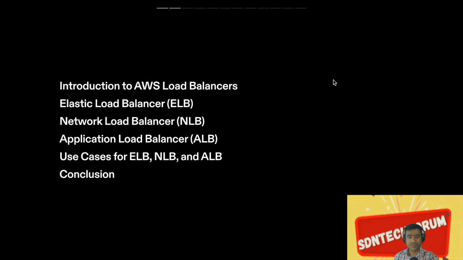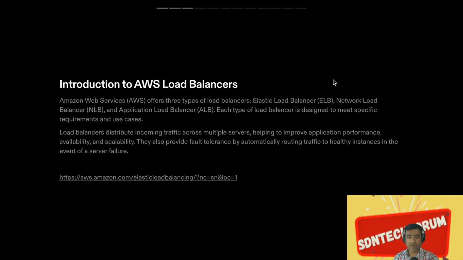All right. So this is the definition of AWS load balancers. Load balancer, as the name suggests, right? It helps you balance the load. That means the incoming traffic coming to your services or to your server, right? How you can balance that load which is incoming. So there are three types of load balancers: elastic load balancer, network load balancer, and application load balancer. Each type of load balancer is designed to meet specific requirements and use cases.